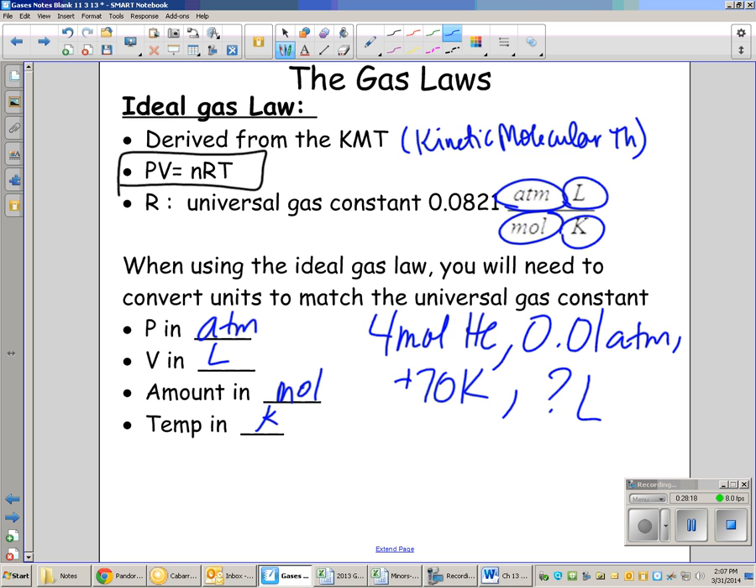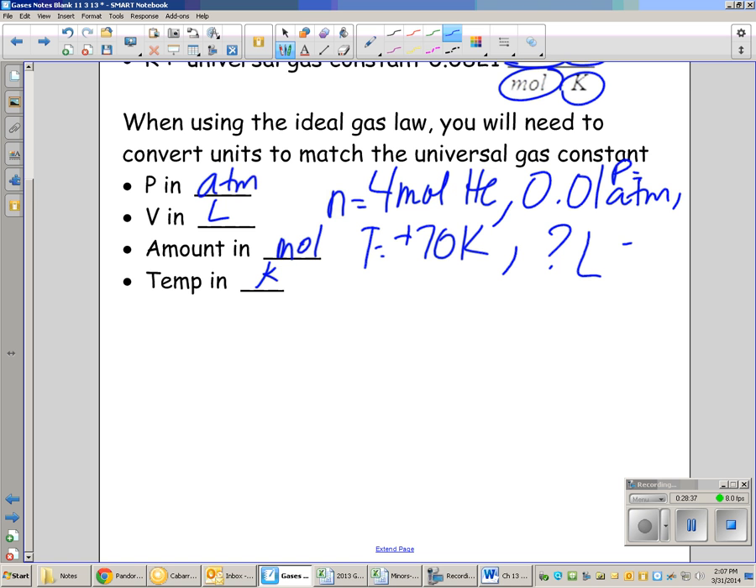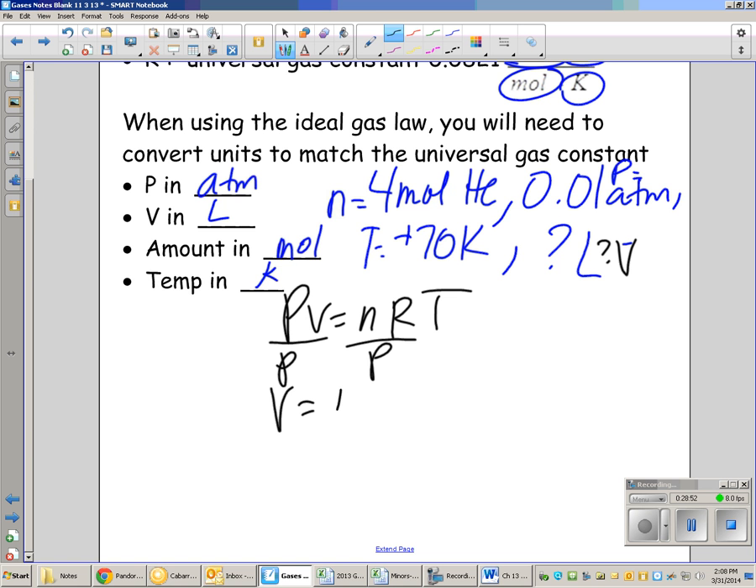First thing, we labeled all of our variables: this is our n, this is our P, this is our T, and this is our L. So that's done. Let's rearrange the variables first, and then we'll plug them in. PV equals nRT is my formula. What am I solving for? I'm looking for volume. So what am I doing? Dividing by pressure. So volume is equal to nRT over P.